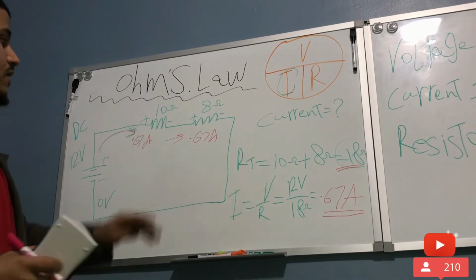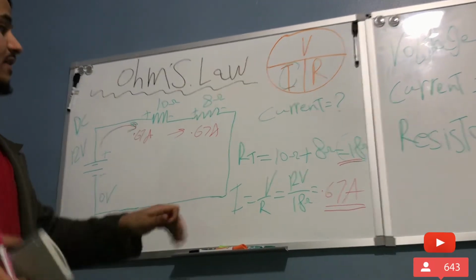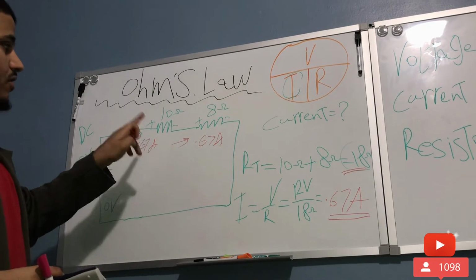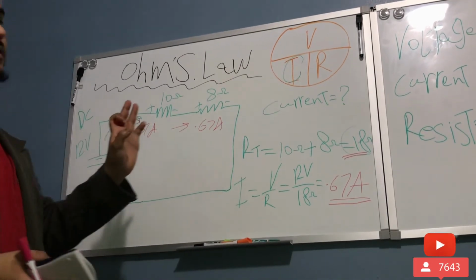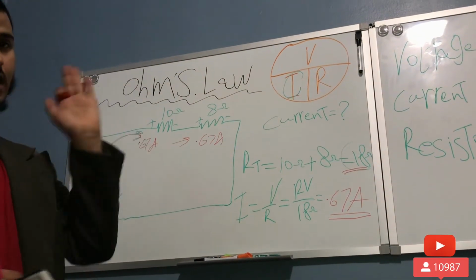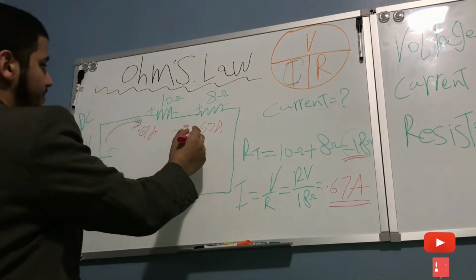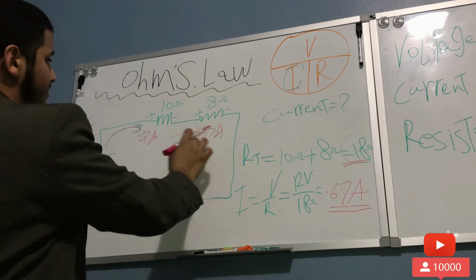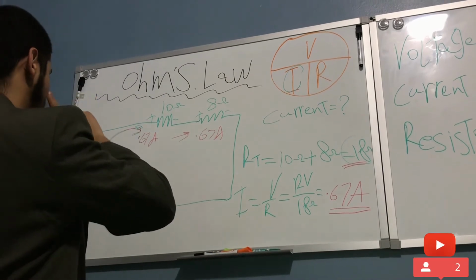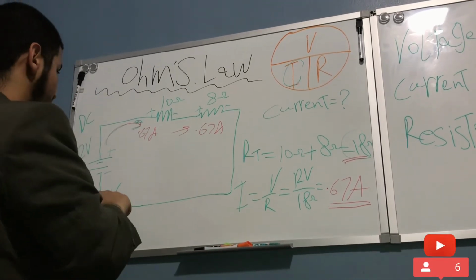But what's different is the voltage. In parallel, the current will change and the voltage will remain the same in each resistor. Let's do this. So we have the amps, right? So the amps in here. So we find the amps. Let's find the voltage drop.